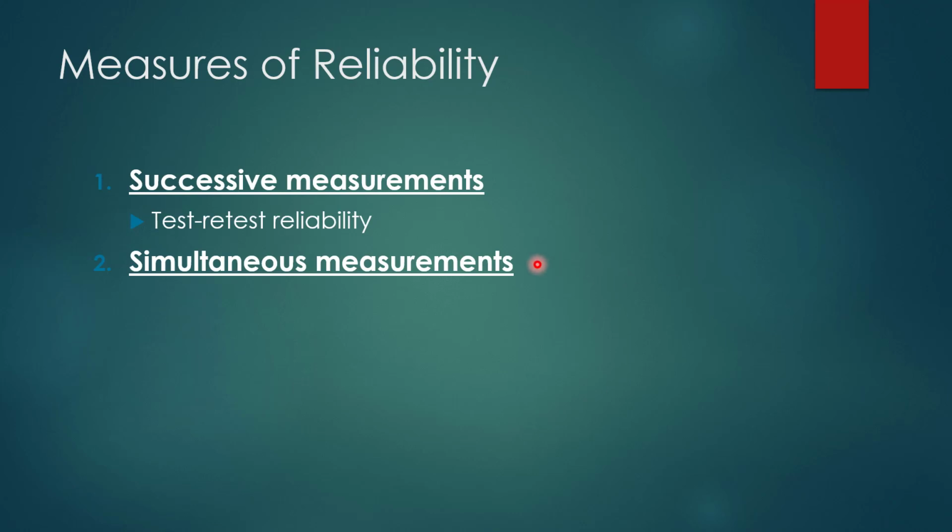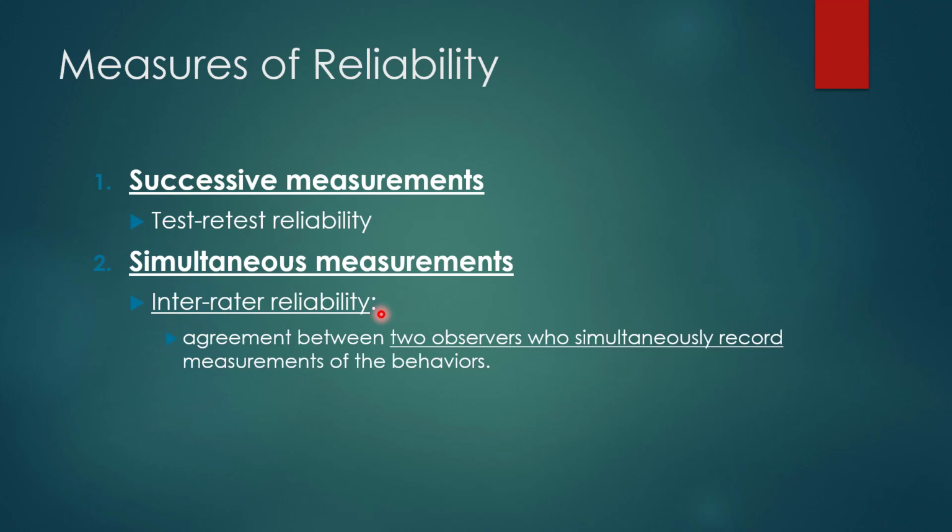Then there's simultaneous measurements. So simultaneous obviously means at the same time. So this might be inter-rater reliability. One type of reliability that can be done looking at simultaneous measurements is this inter-rater reliability. And this is when you have agreement between two observers who simultaneously record the measurements of the behaviors. And in the operational definition lab that you did, you had the opportunity to kind of see this idea of inter-rater reliability and why that operational definition can be very important.